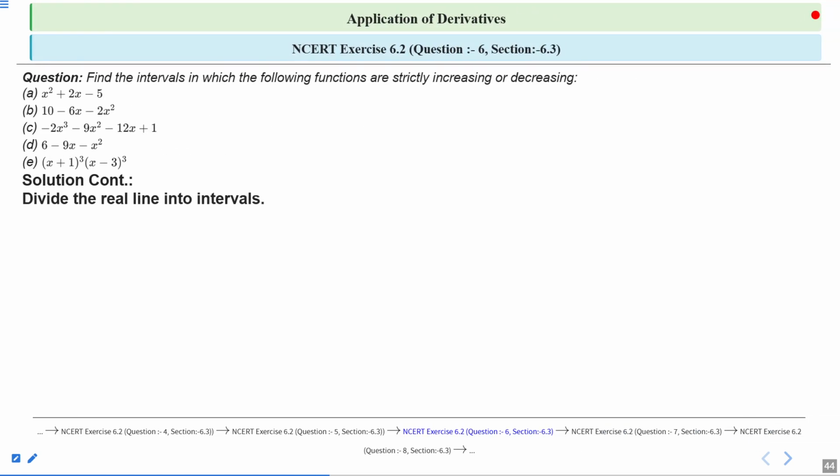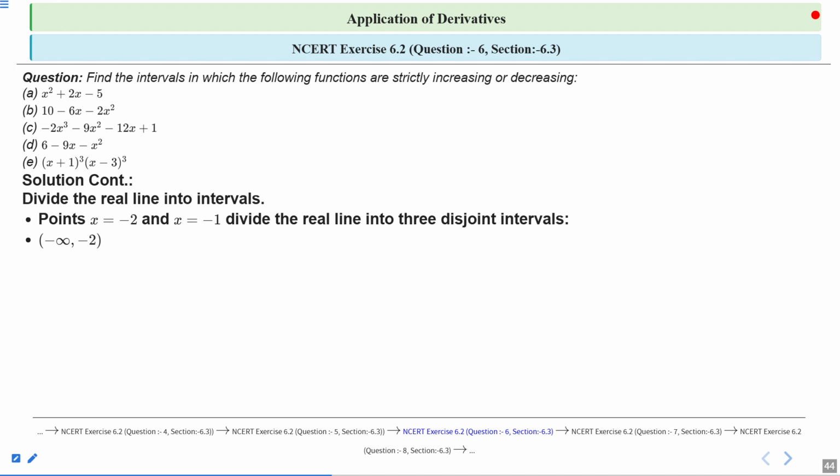Now they divide the real line into intervals. Points x = -2 and x = -1 divide the real line into 3 disjoint intervals, which are minus infinity to -2, and -2 to -1, and -1 to infinity, right?